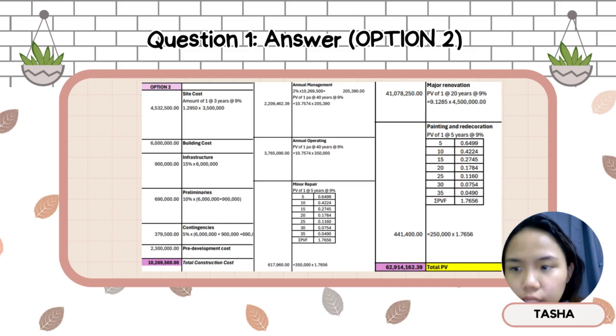Next, we will total up the building costs, infrastructure costs, preliminaries, contingencies, and the pre-development costs in order to get the total construction cost of option 2.